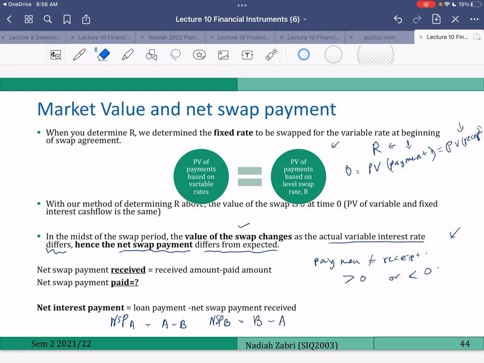So the one that we said just now is net swap payment paid. Positive means you're paying, negative means you're receiving. But sometimes in the books they also say net swap payment received. So you have to switch your mind a bit. Net swap payment received means if you receive, it's positive. Opposite from this one. Here receive is negative, but here receive is positive. So what you pay is actually negative. It's just a matter of term, and you just need to switch the sign accordingly. Don't get confused with the sign.